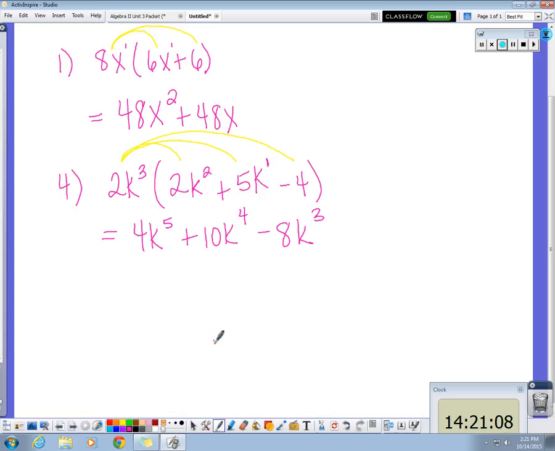Okay, so now that we've done number 4, you should feel comfortable with 7 and 8. So go ahead and circle 7 and 8. Now let's go down to the second section.